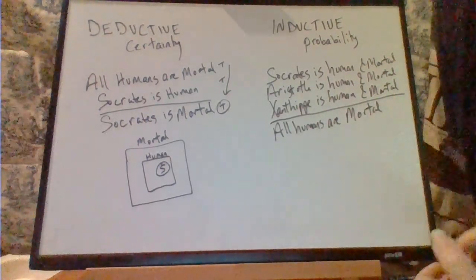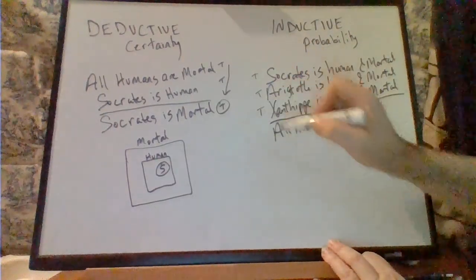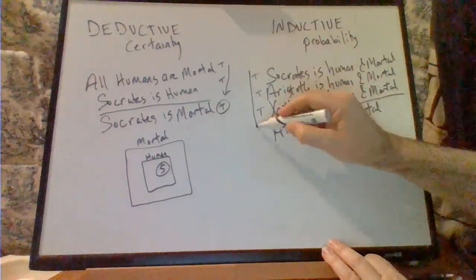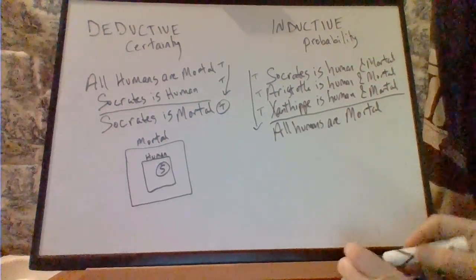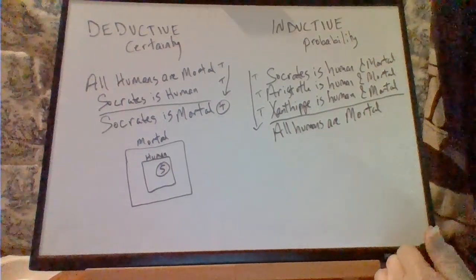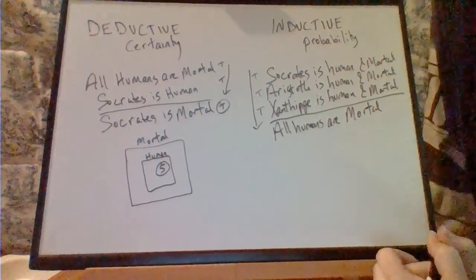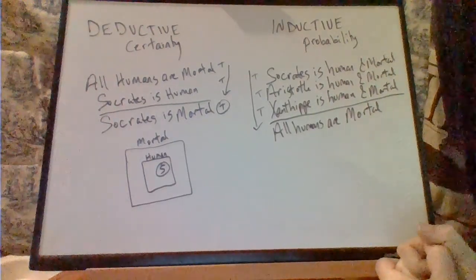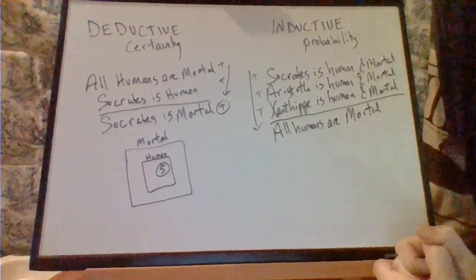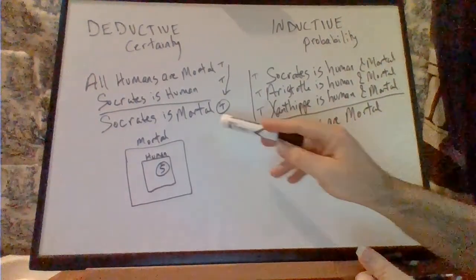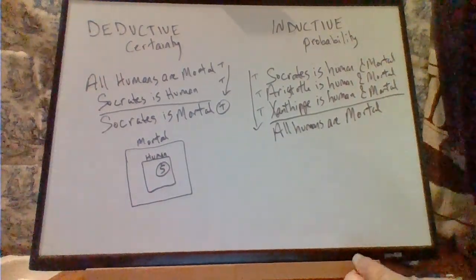Well, again, if we assume the premises are true, does that necessarily force us to accept the conclusion that all humans are mortal? No. There are 7.5 billion people on this planet, and we've looked at 3. Just because 3 have these characteristics doesn't mean that all 7+ billion of them do. So it's not a question of certainty like we have over here. Instead, it's a matter of probability. It's making a best guess.